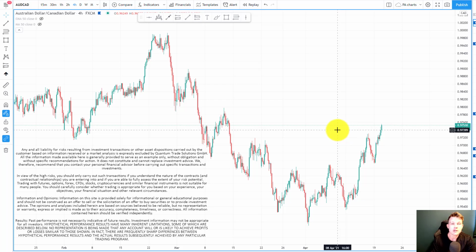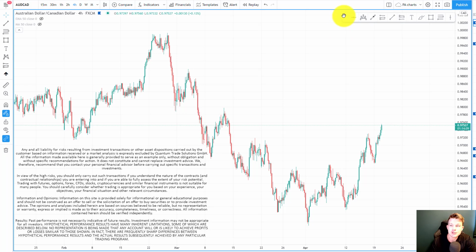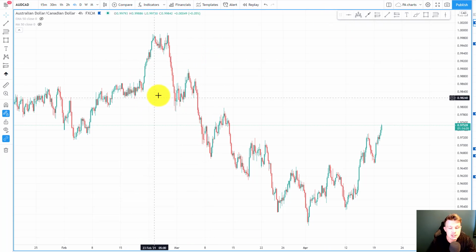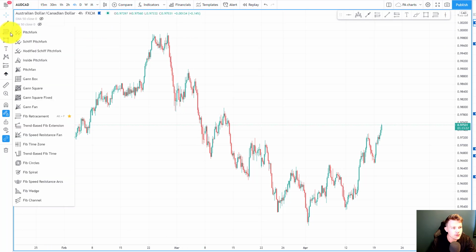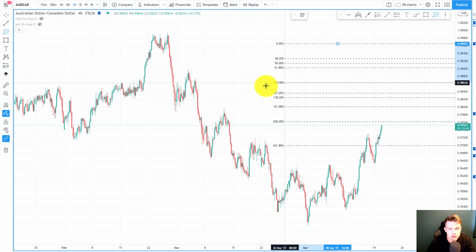Let's talk about the magic of Fibonacci levels, and I will show you exactly how to use Fibonaccis in your trading. I'm a huge Fibonacci lover, and especially the extensions are my favorite tools. So first of all, in TradingView, you can grab the Fibonaccis here. It's also the shortcut Alt and F on Windows. And first of all, we need to set it up, so we will drag it onto our charts.